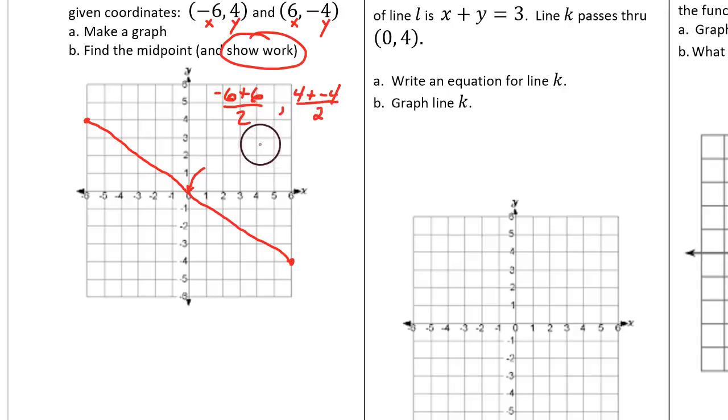Finding these two answers will get us our ordered pair. This is 0, 0 as we thought. But you don't want to skip this part because question B says you must show work.